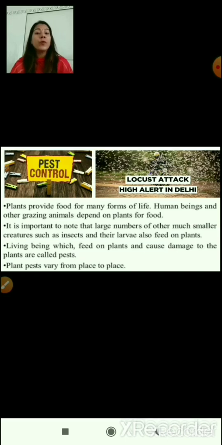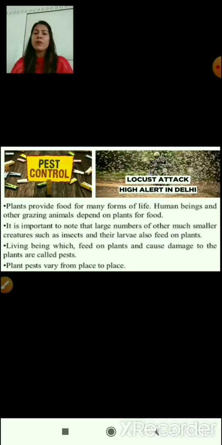Plants provide food for many forms of life. Human beings and other grazing animals depend upon plants for food. It is important to note that a large number of other very small creatures such as insects, nematodes and their larvae also feed on plants. Living beings which feed on plants and cause damage to the plant are called pests.